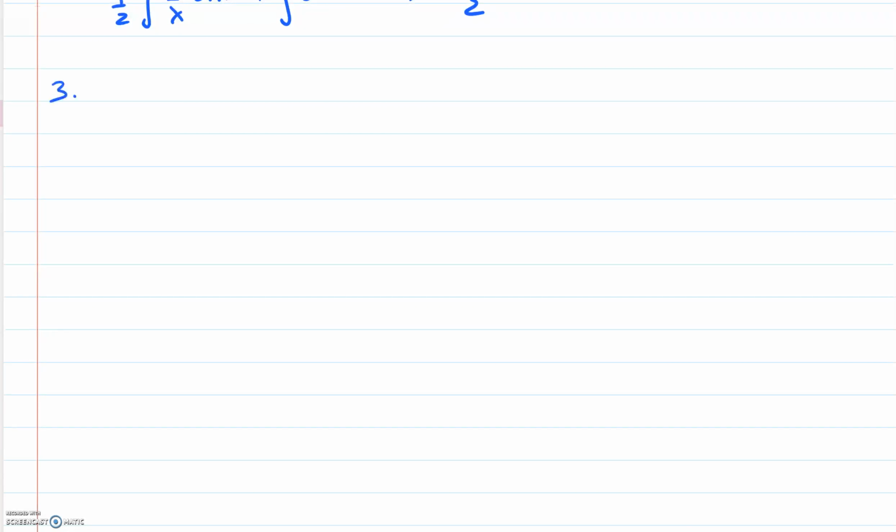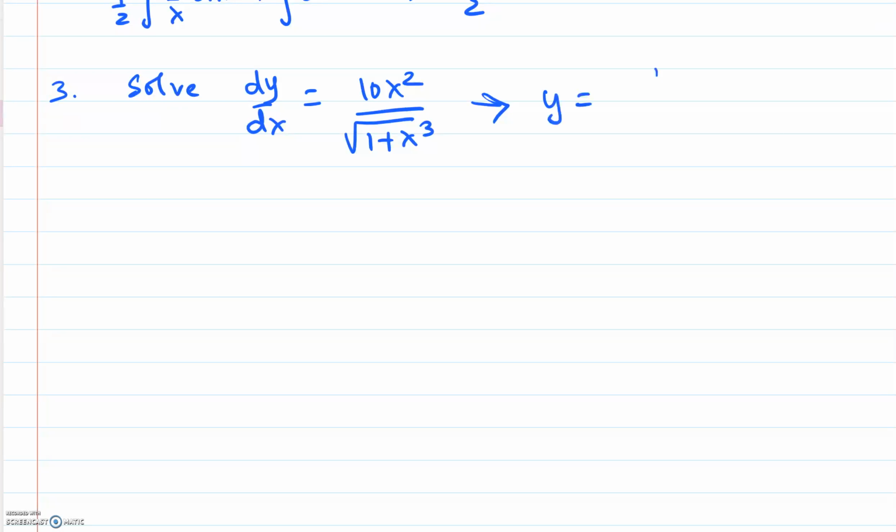Okay, I'll move on to the third problem, which is solve the differential equation dy by dx equal to 10x squared over square root of 1 + x cubed. So rewriting this as an integral problem, this will give y equal to integral 10x squared over square root of 1 + x cubed dx. So this is finding the function whose derivative is 10x squared by square root 1 + x cubed. So rewriting as a reverse problem, as an integral problem. So we need to do integration.